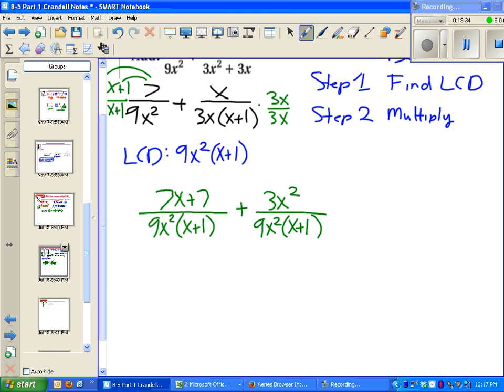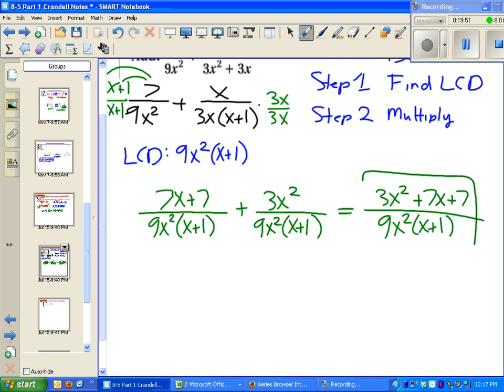All right, so now we have the same name, so now we can actually add them. So we have the same name, so I keep that name, and then I combine like terms on the top. So I have 3x squared plus 7x plus 7, and I am done. That's my final answer. Okay.